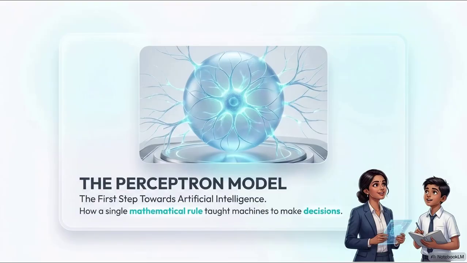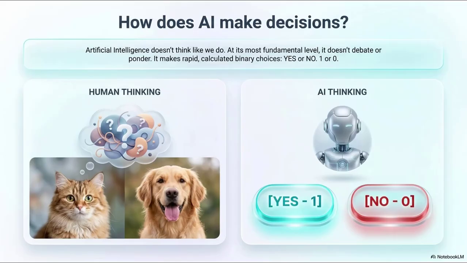Welcome dear students. Today in this video we are going to discuss the perceptron model, that is the first step towards artificial intelligence. Through this we will learn how a single mathematical rule taught machines to make decisions.